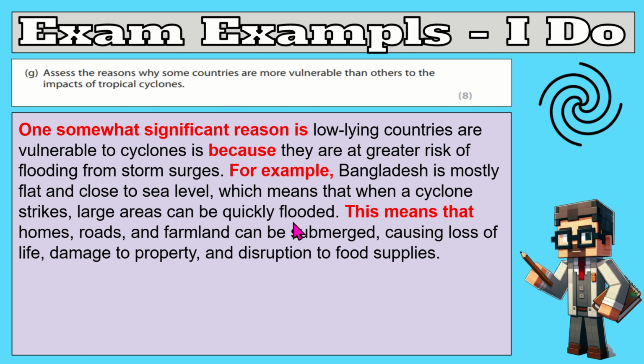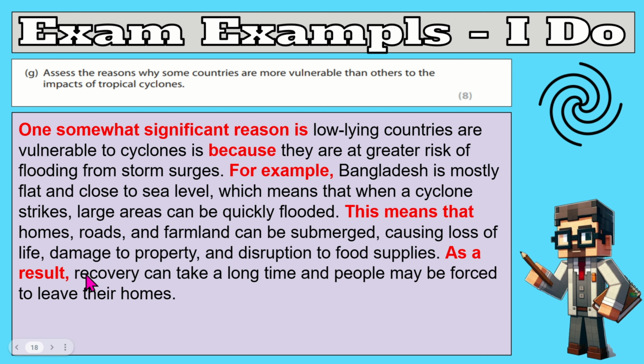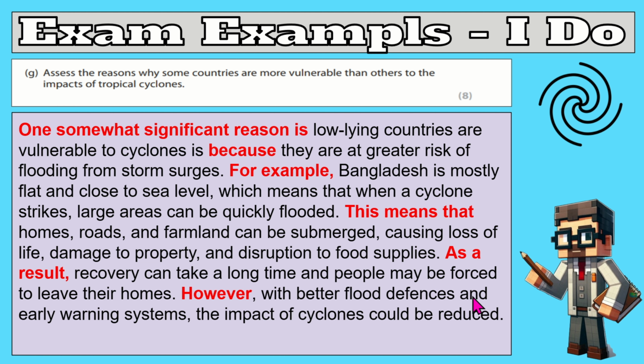So again, I'm not talking about Bangladesh, I'm zooming back out to just talking about low-lying countries and cyclones. This means that homes, roads, and farmland may be submerged, lovely use of Tier 2 language, causing the loss of life, damage of property, and disruption of food supplies. As a result, the recovery can take a long time and people may be forced to leave their homes. However, with better flood defences and early warning systems, the impact of cyclones can be reduced.